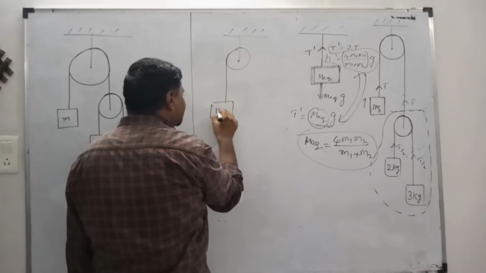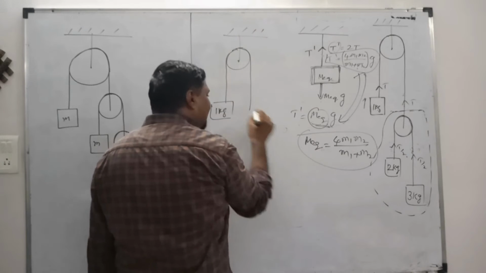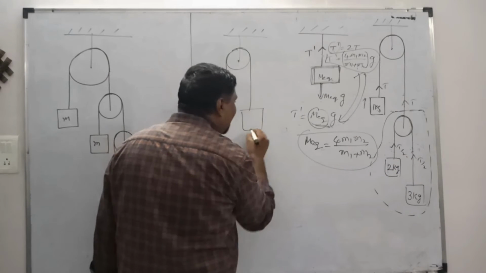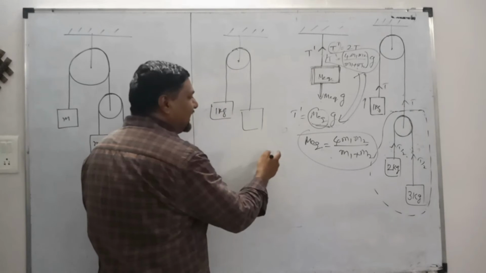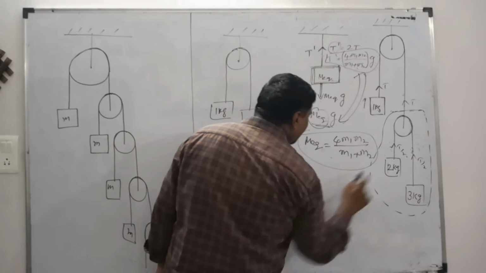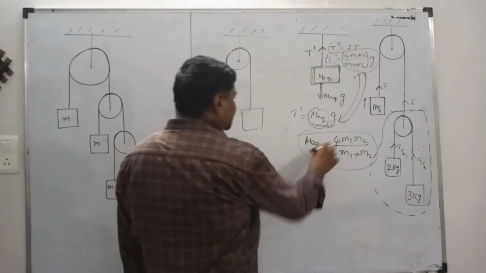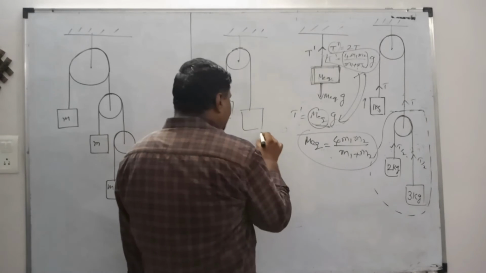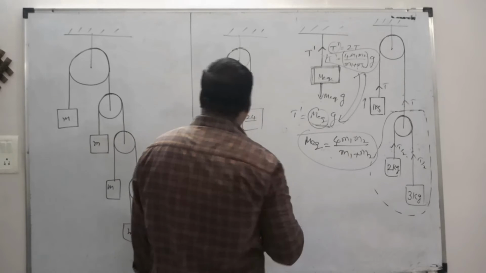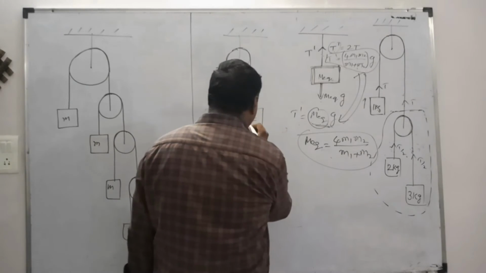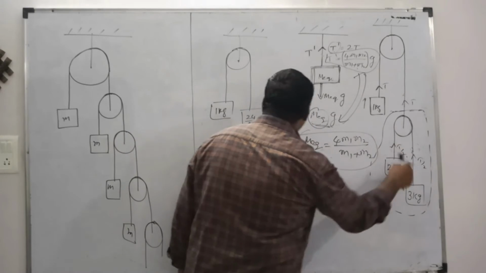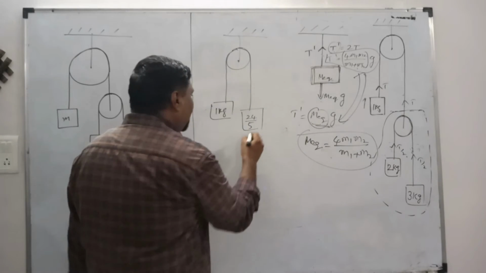How? This is the 1 kg mass, this is as it is. I am replacing both the blocks with a single block. Then what should be the mass of the block? This much. So what will be the M equivalent in this case? M1 is 2 kg and M2 is 3 kg. So 2 into 3, 6. 6 into 4, 24, by 5. This is the equivalent mass. So I can replace this whole system with a 24 by 5 kg block.